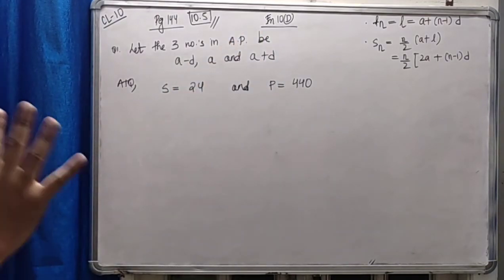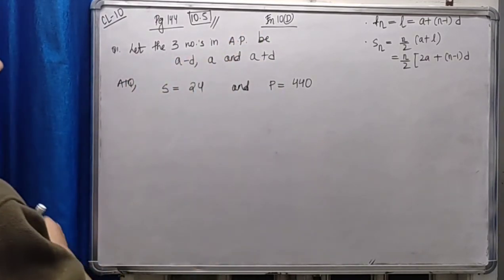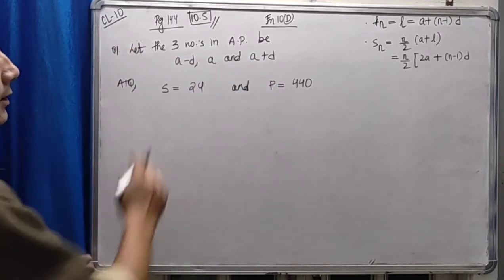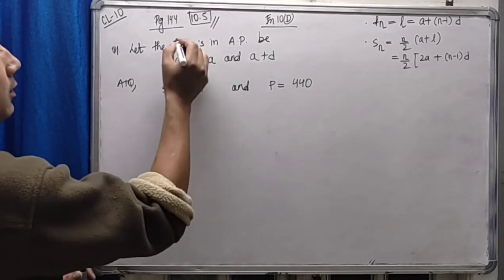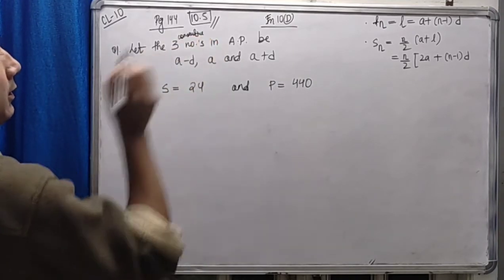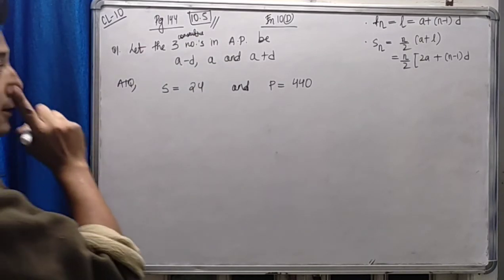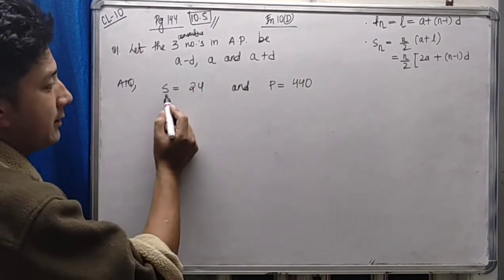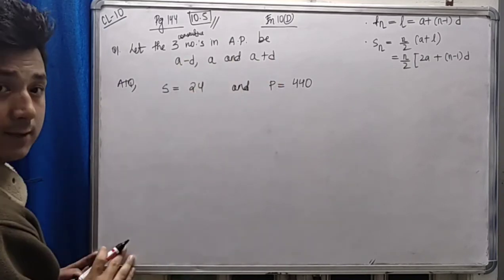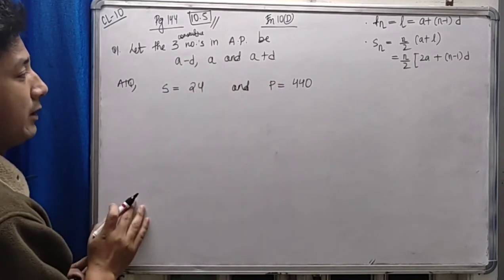Okay, so let us take the three numbers in AP be A minus D, A, A plus D. They are consecutive numbers. Let three consecutive numbers in AP be A minus D, A, A plus D. Now given to us is the sum. So when are we going to use this formula? When sum is given to us. Okay, so sum is equals to 24.